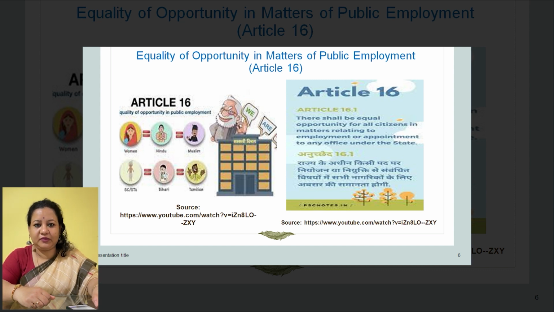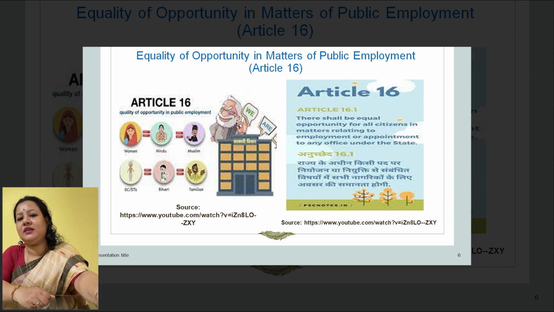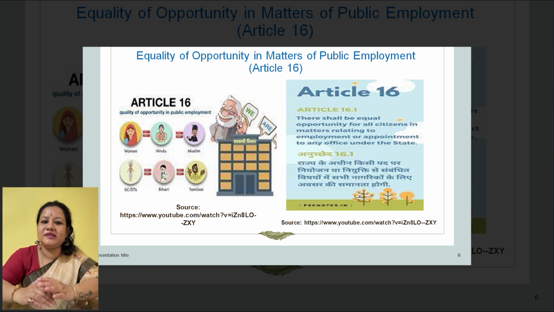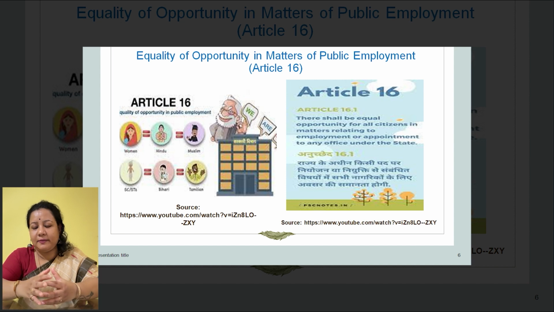So it says that there shall be equal opportunity for all citizens in matters relating to employment or appointment to any office under the state. Okay, so in this context we can refer to the reservation policy of OBCs and ST/SC in the appointment or employment, right?